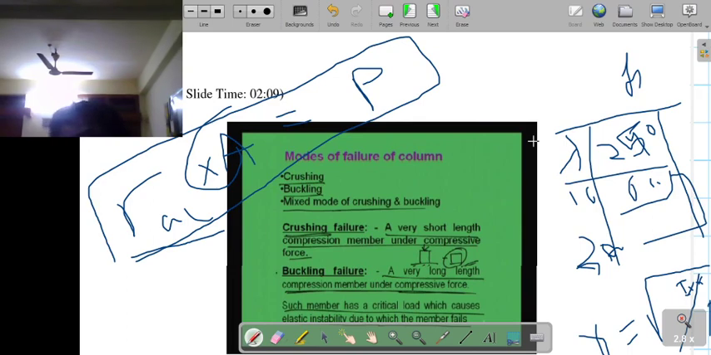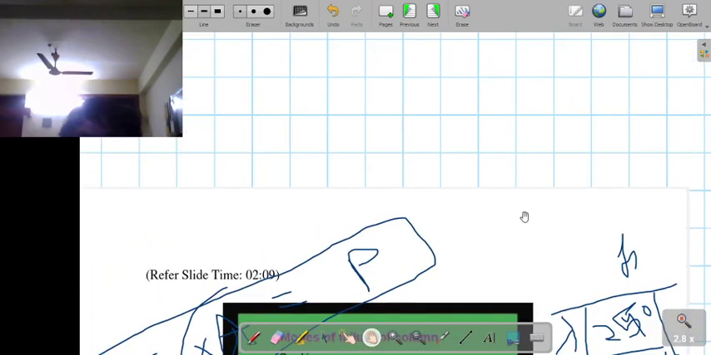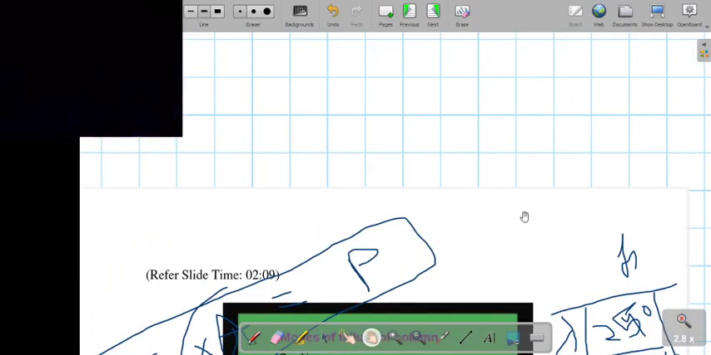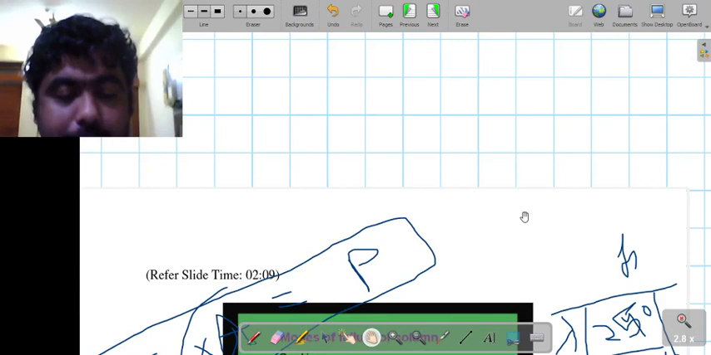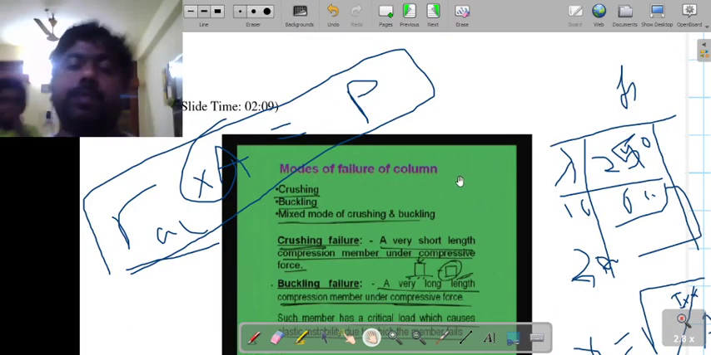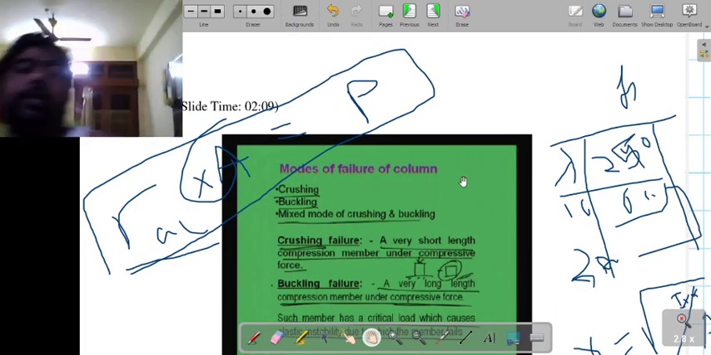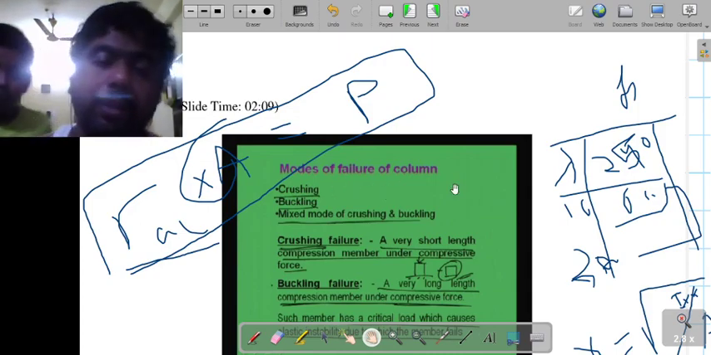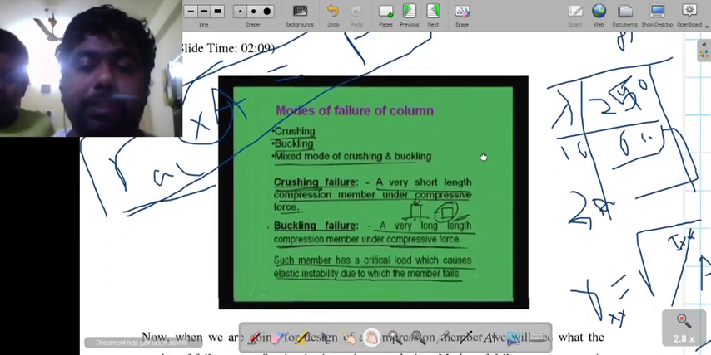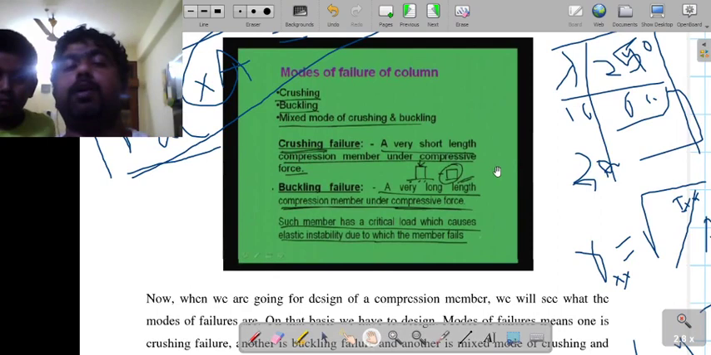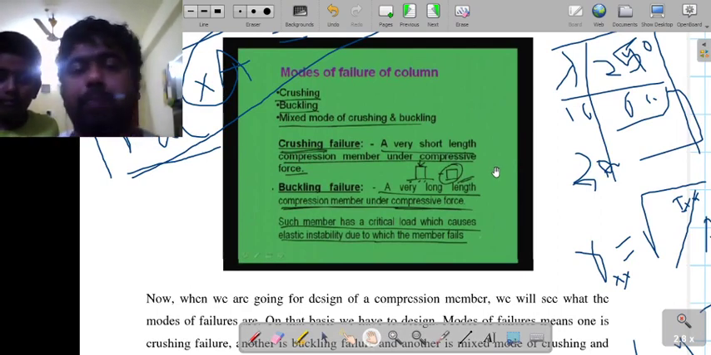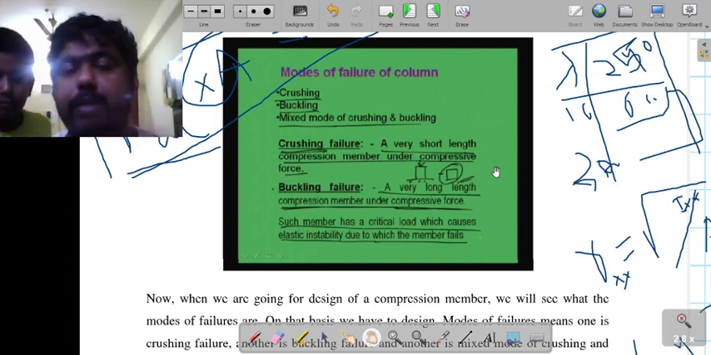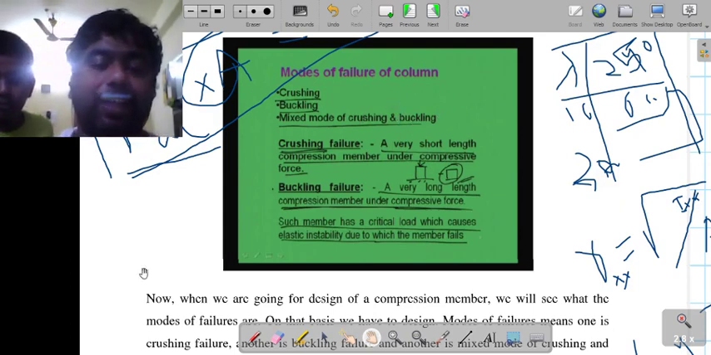Now one thing which I was supposed to tell you earlier is how this section fails. What are the defined modes in which a column section may fail? A column section may fail by 3 defined modes. They are called crushing, buckling and a mixed mode of crushing and buckling. What is crushing? When a column is very short and more loads are coming on the structure, sometimes you can see that the column is crushed fully.